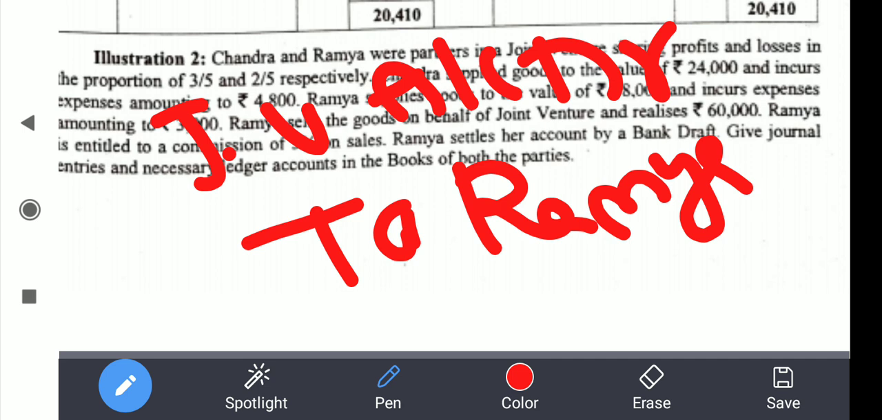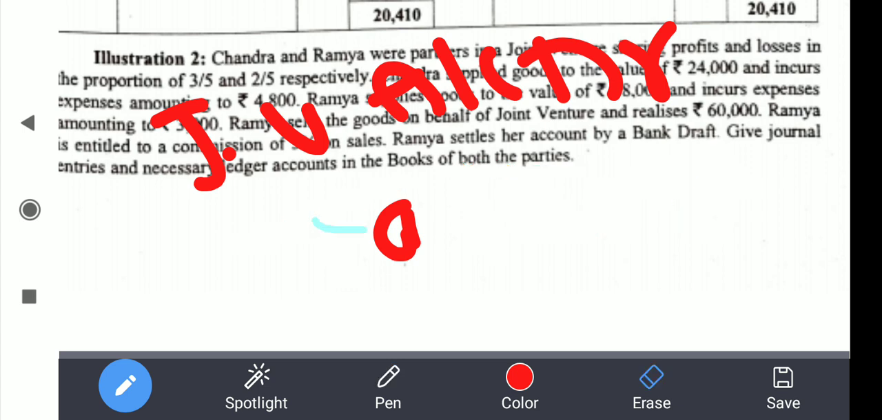But why is Chandra's name not mentioned here? Because these are the books of Chandra, so the Chandra account is not mentioned in the general entry. You just write joint venture account debit to cash for expenditure paid by Chandra. But here expenditure is paid by Ramya, so joint venture account debit to Ramya account. How much expenditure was paid by Ramya? 3,000 rupees. Okay, this is over.